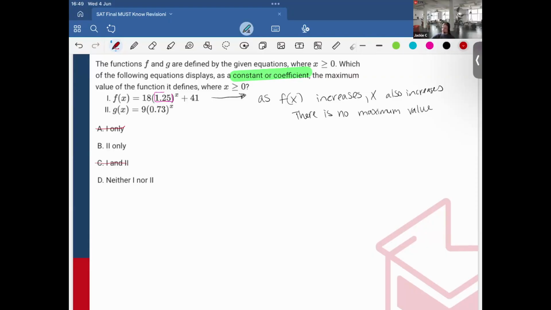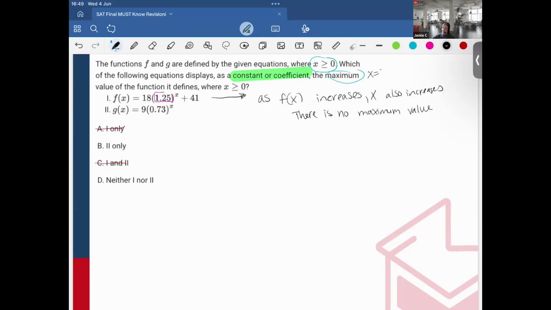But now we have to check, is it true for g of x being equal to 9 times 0.73 to the x? Because here it is decreasing exponential. And so remember that when it's a decreasing function, as g of x decreases, x increases. I hope that makes sense. And it tells me that x is greater than or equal to 0. So I know that the maximum value of each function is going to be at x equals 0.